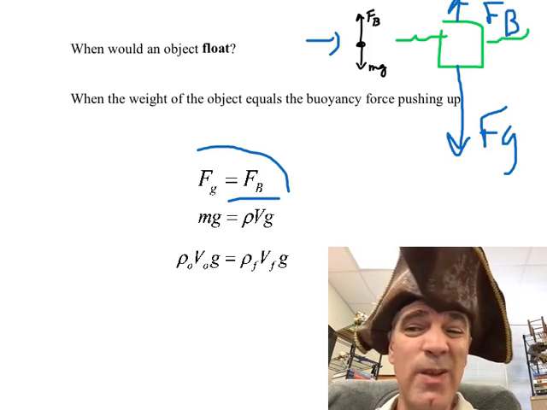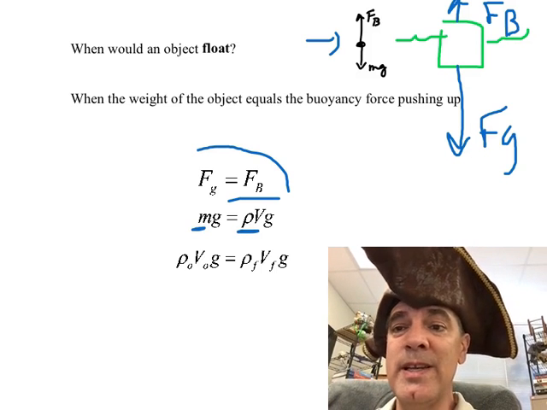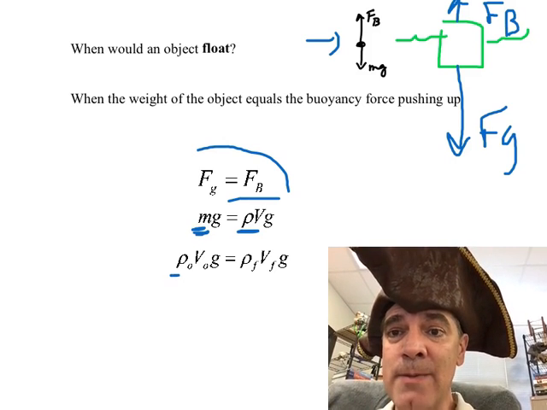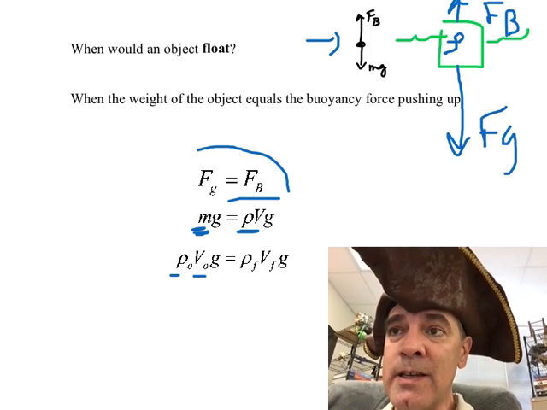And since we're dealing with liquids, we don't want to have the m, so we put density times volume for both of them. They're a little different though. The gravity one is going to be the density of the object times the volume of the object, so that's this density times that volume object.